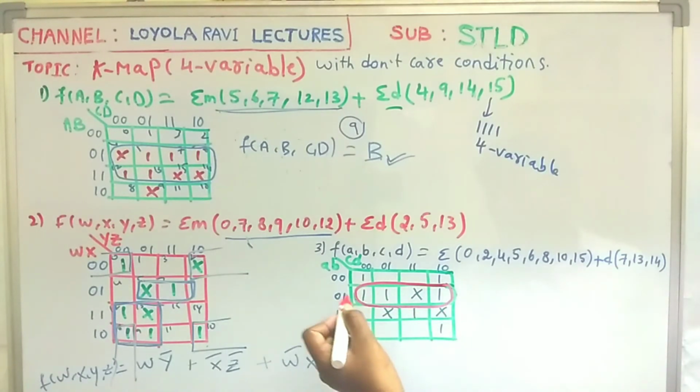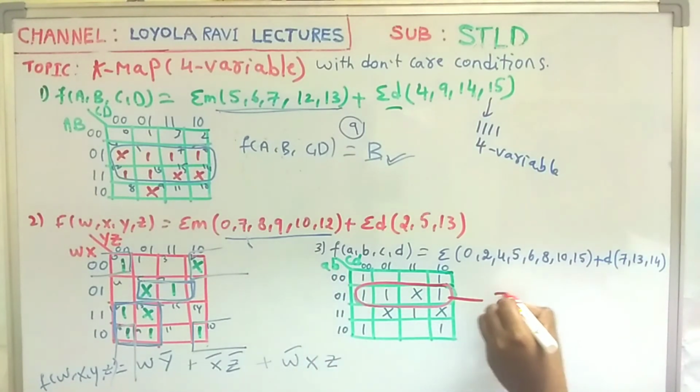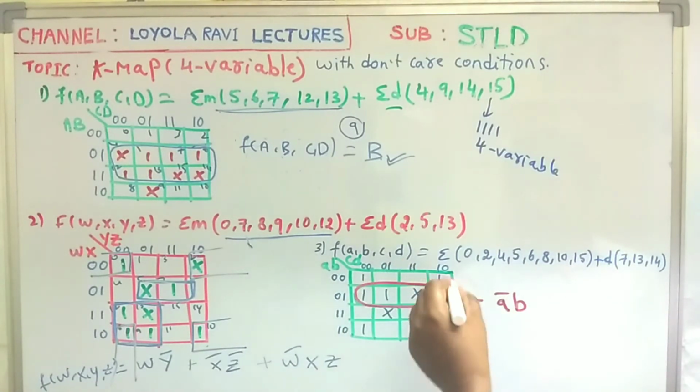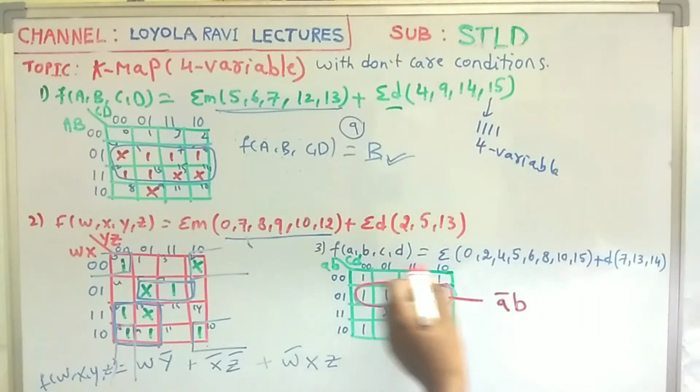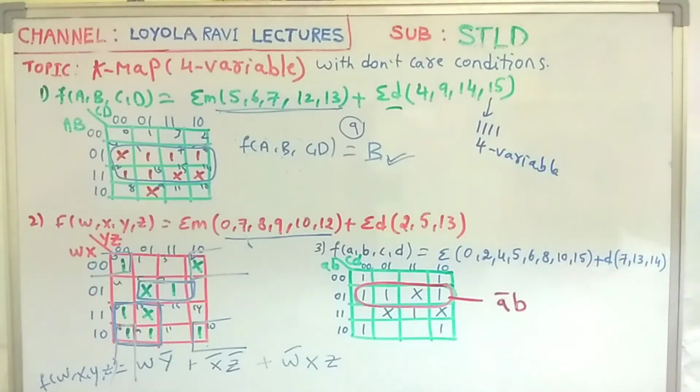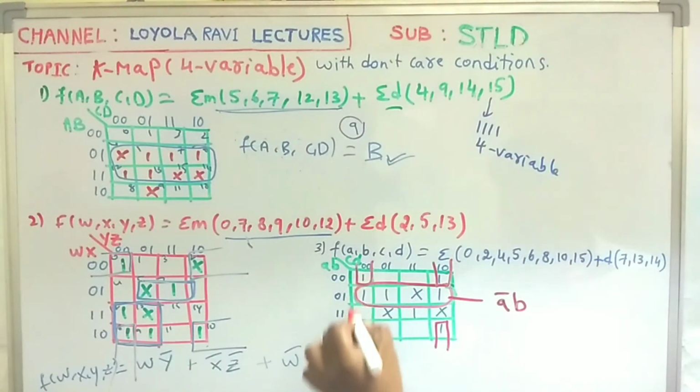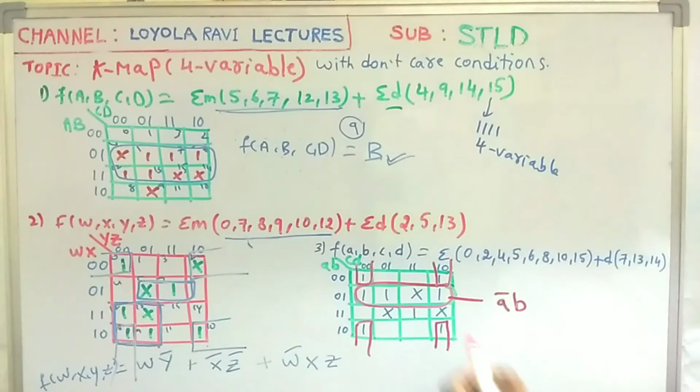Horizontally we have 0 1, nothing but A bar B, and vertically all are covered, 0 0 0 1 1 1 1 0. So there is no other term, no variable is common. Then what are the left out terms? Here is 1, here is 1, here is 1, here is 1. All this we have to cover. So all 4 corner ones we have. That's why there is a formation for quad. Another quad we have to form. So these 4 corner ones are forming one quad.